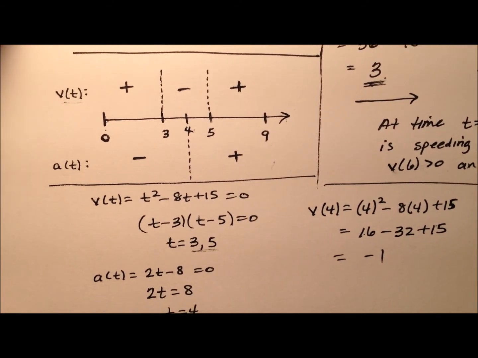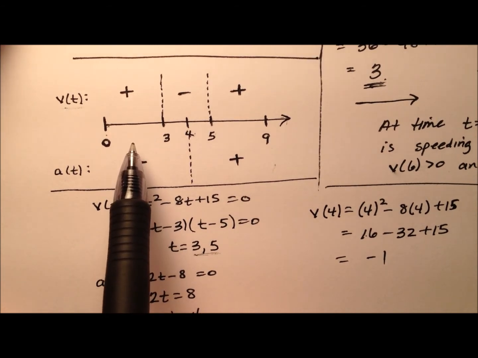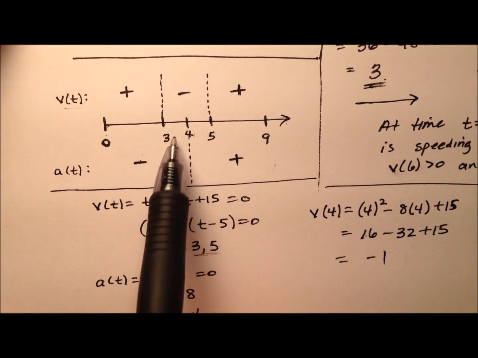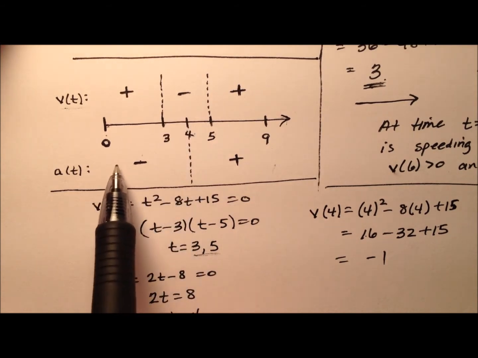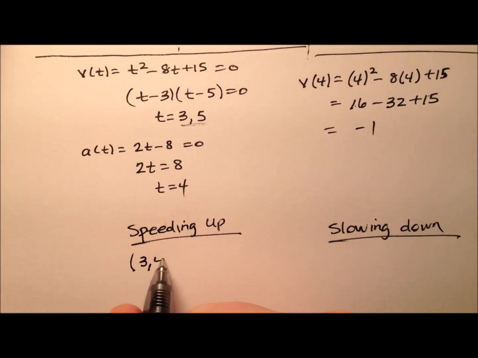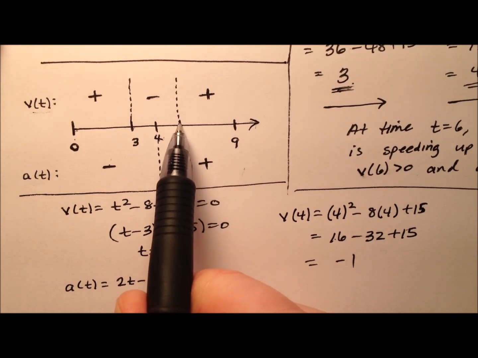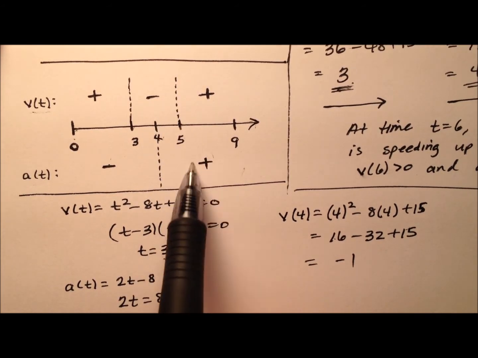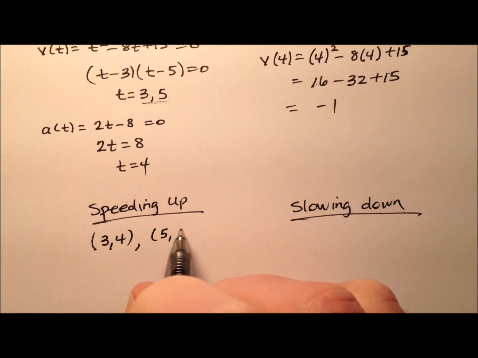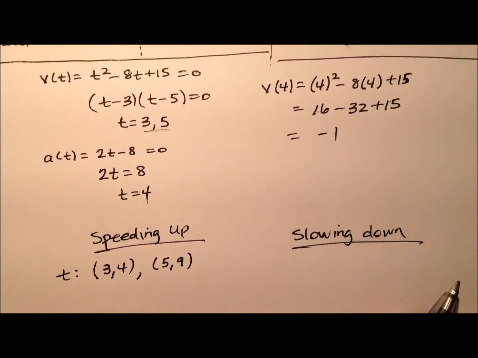Okay, so it's going to be speeding up whenever the sign of the velocity and the acceleration are the same, either both positive or both negative. Well, we start out here with opposite signs, but then it looks like from 3 to 4 our velocity is negative and our acceleration is also negative. So it looks like we're speeding up from 3 to 4, and then they both are positive. It looks like the velocity changed at time t equals 5, and the acceleration is already positive there. So it looks like from 5 to 9. Okay, so it's speeding up at these t values from 3 to 4 and 5 to 9.